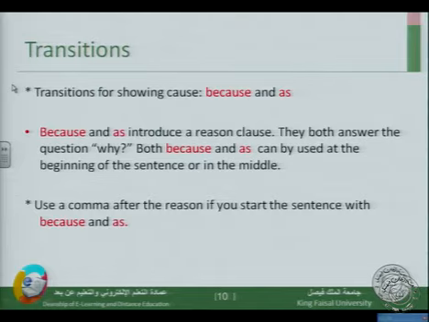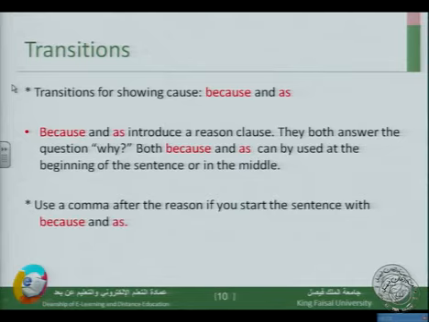Also, you need to pay attention to transitions. We have some transitions for showing cause in English, like because and as. Because and as introduce a reason clause. They both answer the question why something happened.